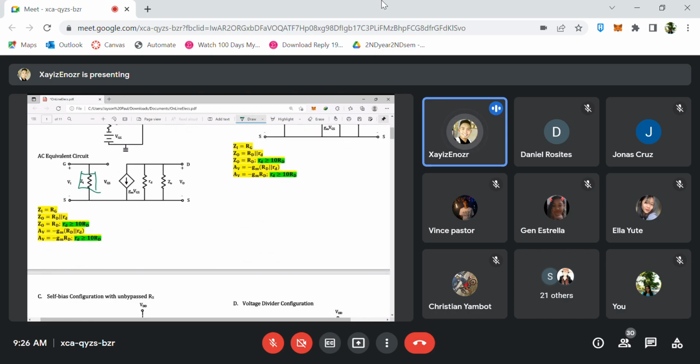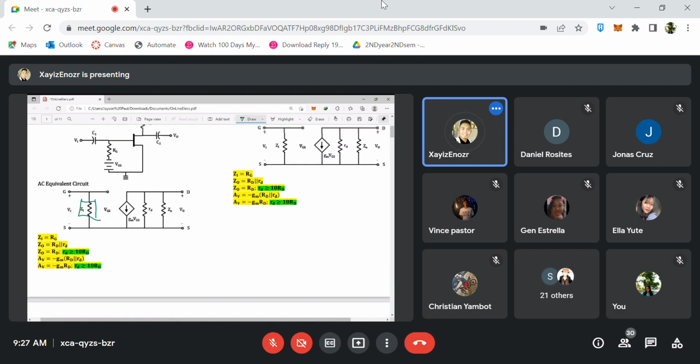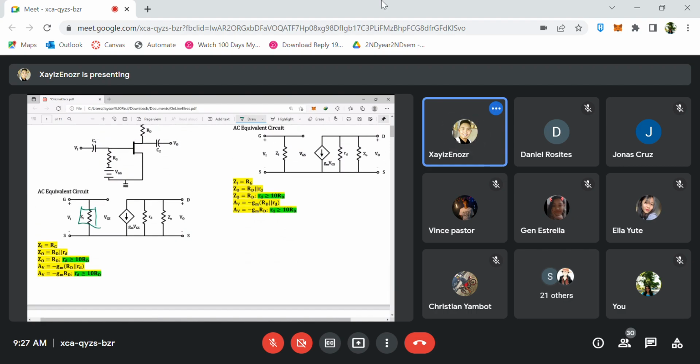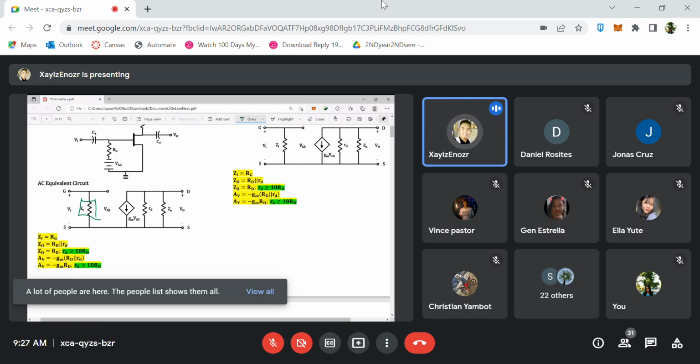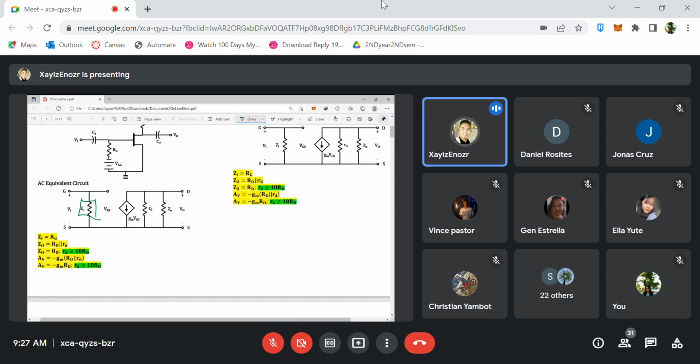So ito yung mga important parameters. So Zin, or the input impedance, is equal to RG, or the resistance sa gate. Then, ang ating output impedance is RD parallel with rd. So, yung RD na malaki na to is yung resistance sa drain parallel with the AC drain resistance. Or, kapag yung ating AC drain resistance, okay, is more than or equal to 10 times ng resistance sa drain, we can simply put yung ating output impedance as equal to the drain resistance alone.